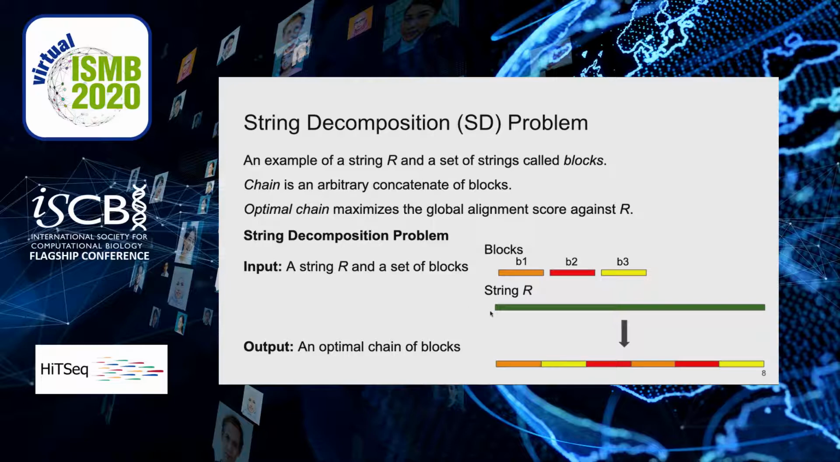Now let's reformulate the problem more formally. Suppose we have a string R and a set of strings called blocks. We define a chain as an arbitrary concatenation of blocks, and optimal chain for R as a chain that has the highest scoring global alignment against R among all possible chains. The string decomposition problem is to find an optimal chain for R.